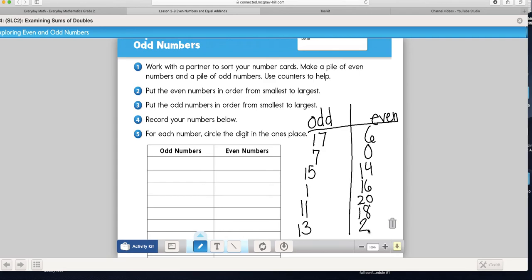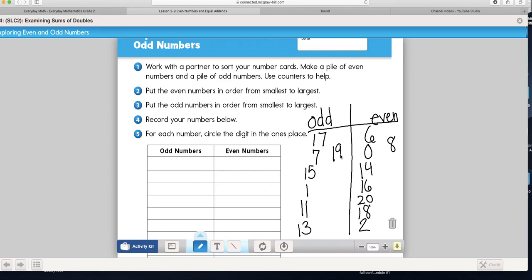All right, 8. Rosemary, what do you think? Is 8 going to be an even number or an odd number? Even. Fantastic. 8 is an even number. I'm going to stick that over here. I'm almost done with these cards. 19. Is 19, Jose, going to be an even number or an odd number? Odd. Odd number. I'll throw it over here on our odd side.